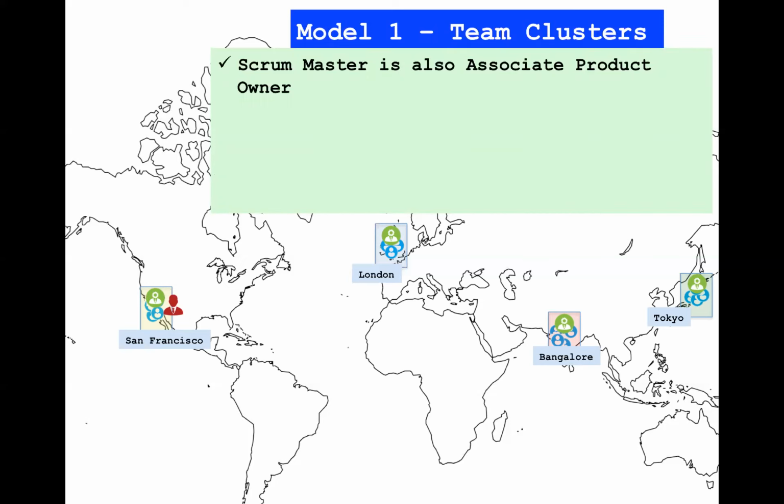So some of the salient features in this model 1 team cluster is that the Scrum Master in this scenario also needs to play the role of an associate product owner. As you can see, the product owner is only located in San Francisco. You may have product owners here and there, but it is not unusual to have product owner presence at the main location, writing the stories, while the teams are geographically located in different places.